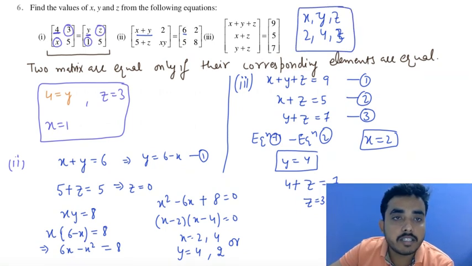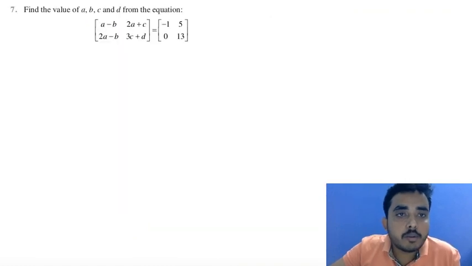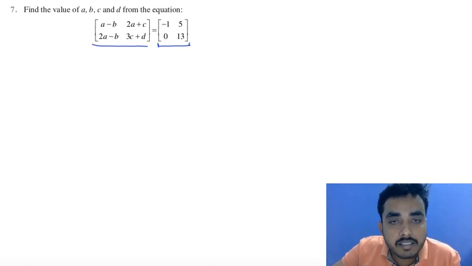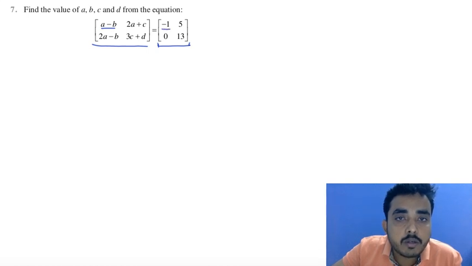Okay. Now let's see question number 7. So students, here is question number 7 on our screen, in which this matrix is given to be equal to this matrix. As we know, if two matrices are equal, then their corresponding elements should also be equal. Corresponding elements means the first element of the first row should equal the first row element of this.